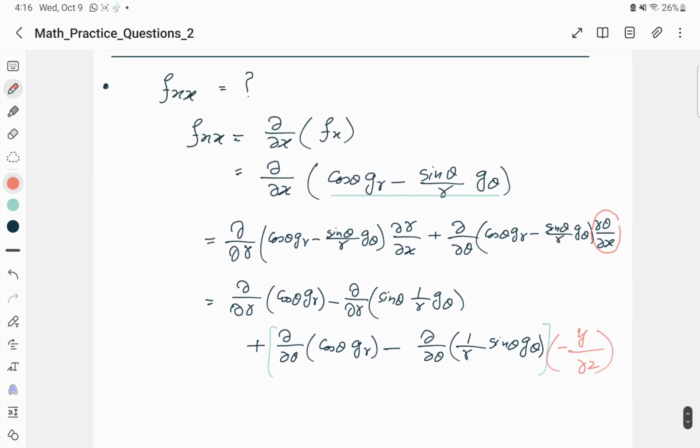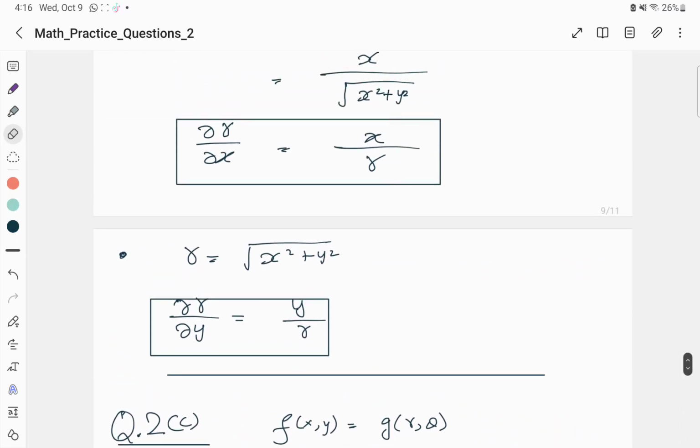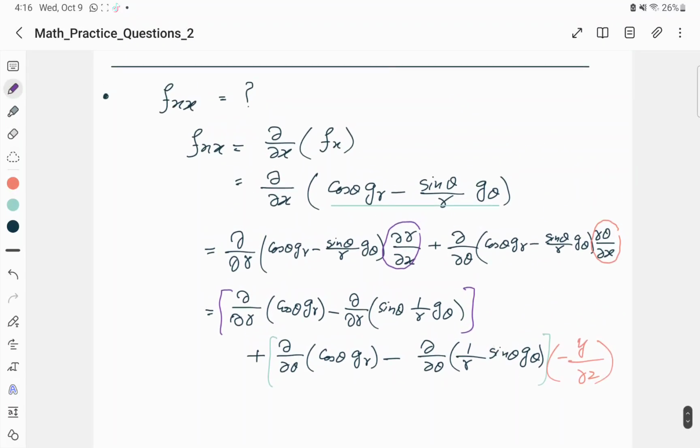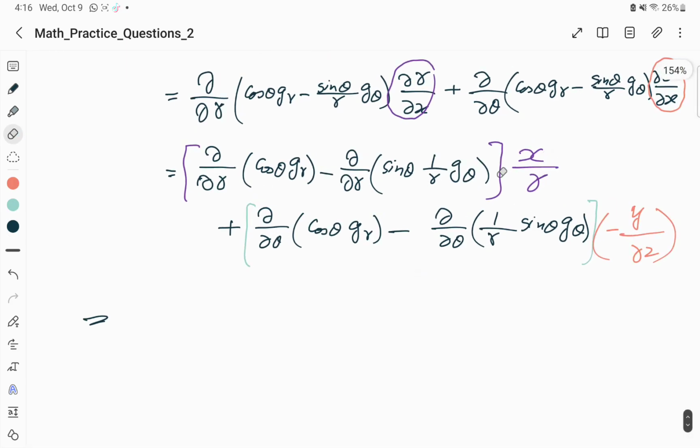Similarly, we have also missed this expression over here, partial r over partial x, with the first one. So the value of partial r over partial x is x over r. Alright, okay, now we calculate the derivative of each expression. So let's start calculating the derivative of this expression.